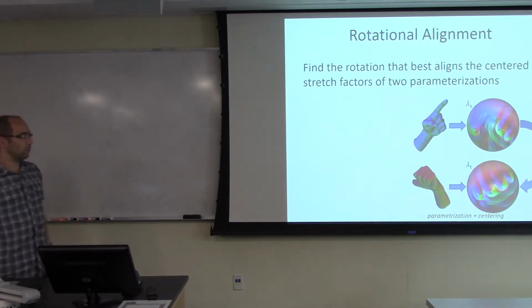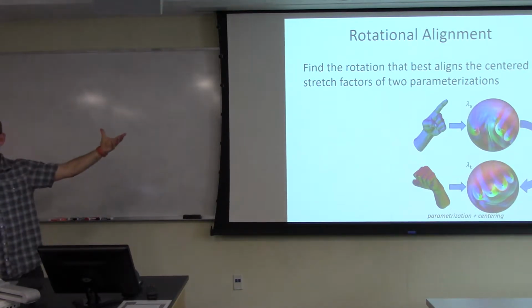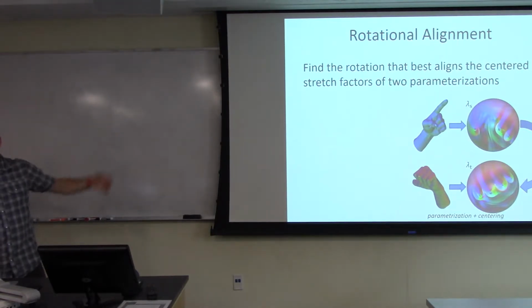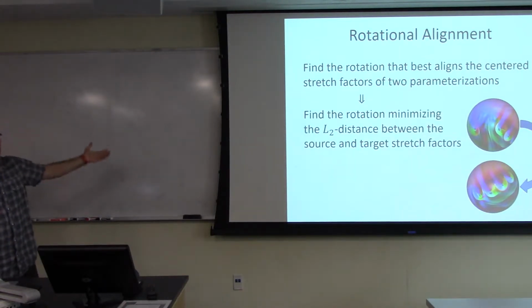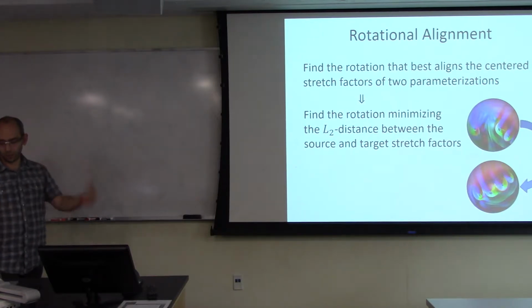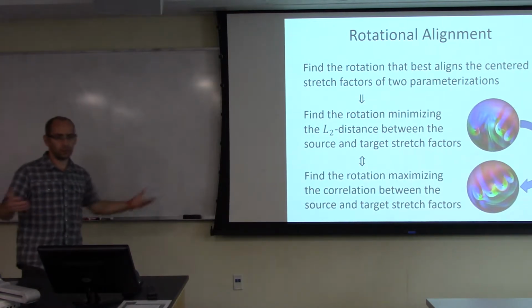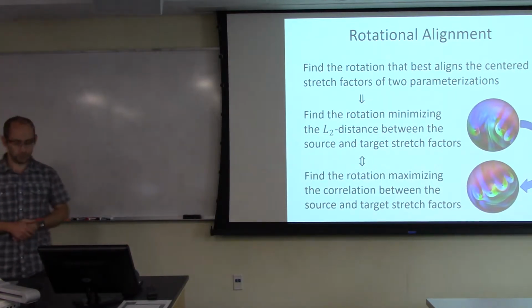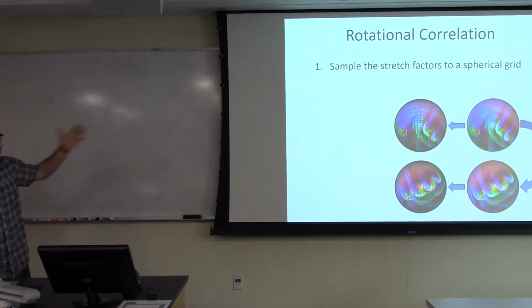So what are we going to do? We're going to do something naive. These spherical functions are, say, the conformal factors over the sphere. For every point on the sphere, we have conformal factors. We want to find the rotation that minimizes the L2 distance between these, or equivalently, the rotation that maximizes the correlation between these, the dot product. So what are we going to do? We're going to do standard signal processing.